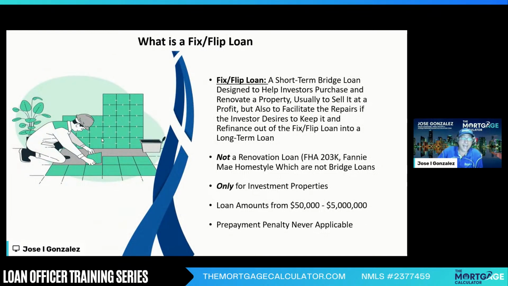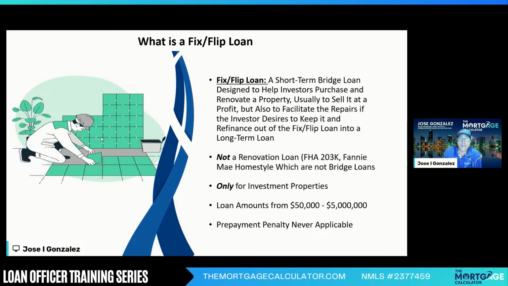Now, what is a fix and flip loan? I briefly touched on it. It is a short term bridge loan designed to help investors purchase and renovate a property, usually to sell it at a profit, but also to facilitate the repairs if the investor decides to keep it and refinance out of the flip loan into a long term loan at the end. The fix and flip loan is not a renovation loan like a 203K or a Fannie Mae HomeStyle, which are not bridge loans.